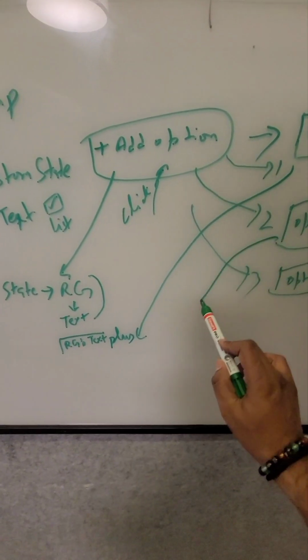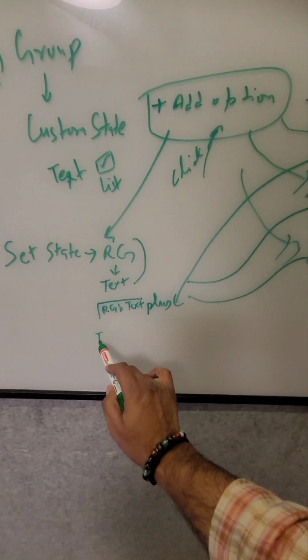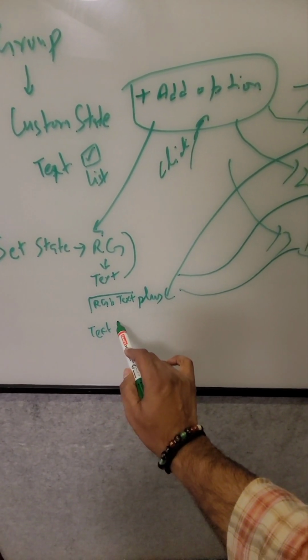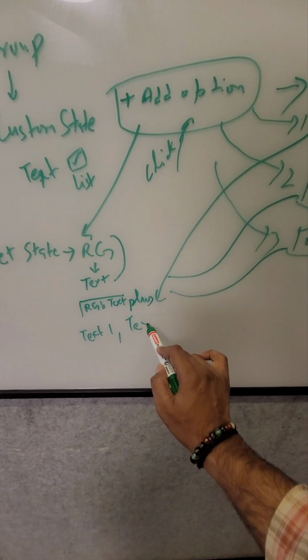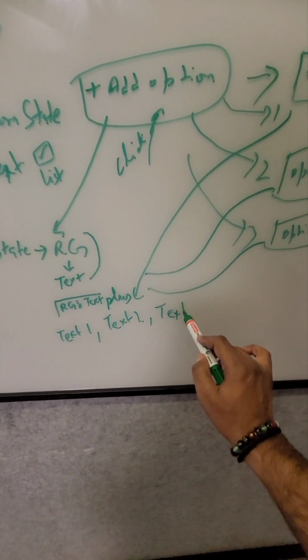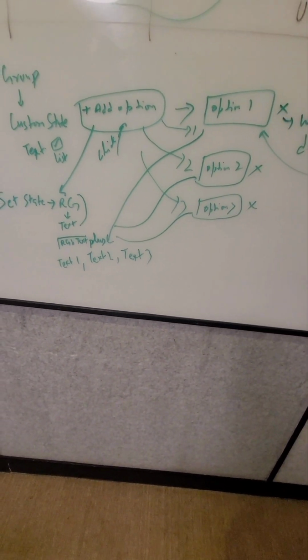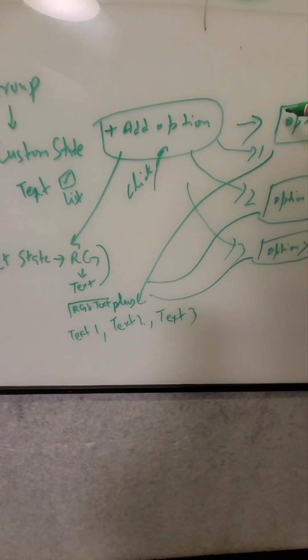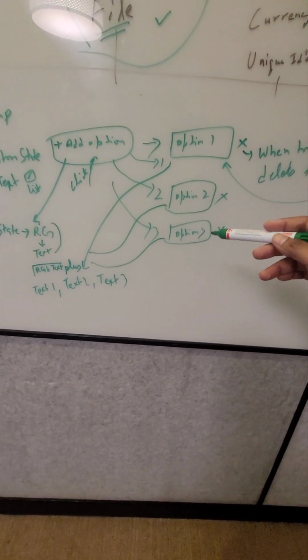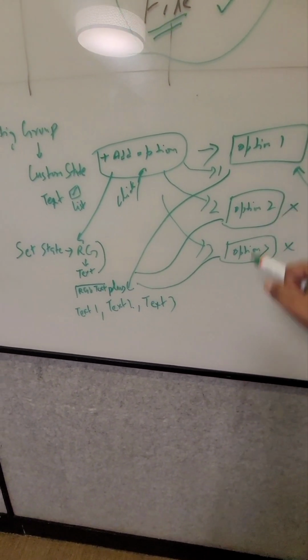Similarly, we are going to add option 2, and option 3. Now it will be like this: text 1, text 2, and then text 3, right? And so on. So now we can display this as RG text 2, RG text 3. Now the problem will be, because I know I can add it, right?